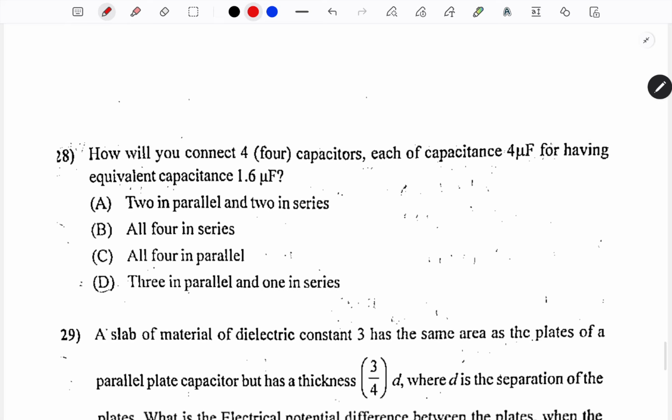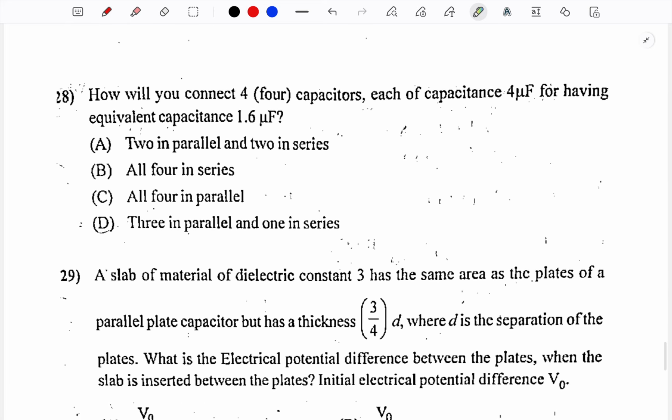Question number 28. How will you connect 4 capacitors, each of 4 microfarad, to get an equivalent capacitance of 1.6 microfarad? Here, if we take all 4 capacitors in series, our answer will be 1 microfarad, so this option will not be there. And if we take all 4 in parallel, then the answer will be 16, so this also cannot be considered.